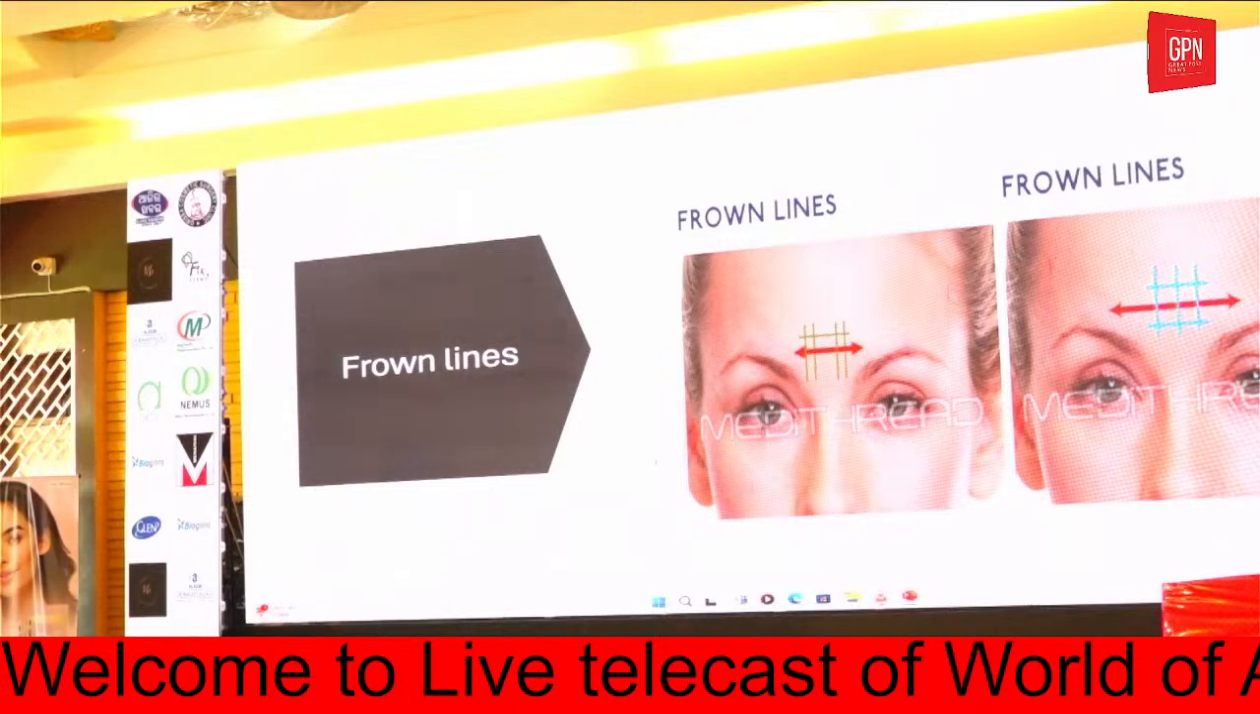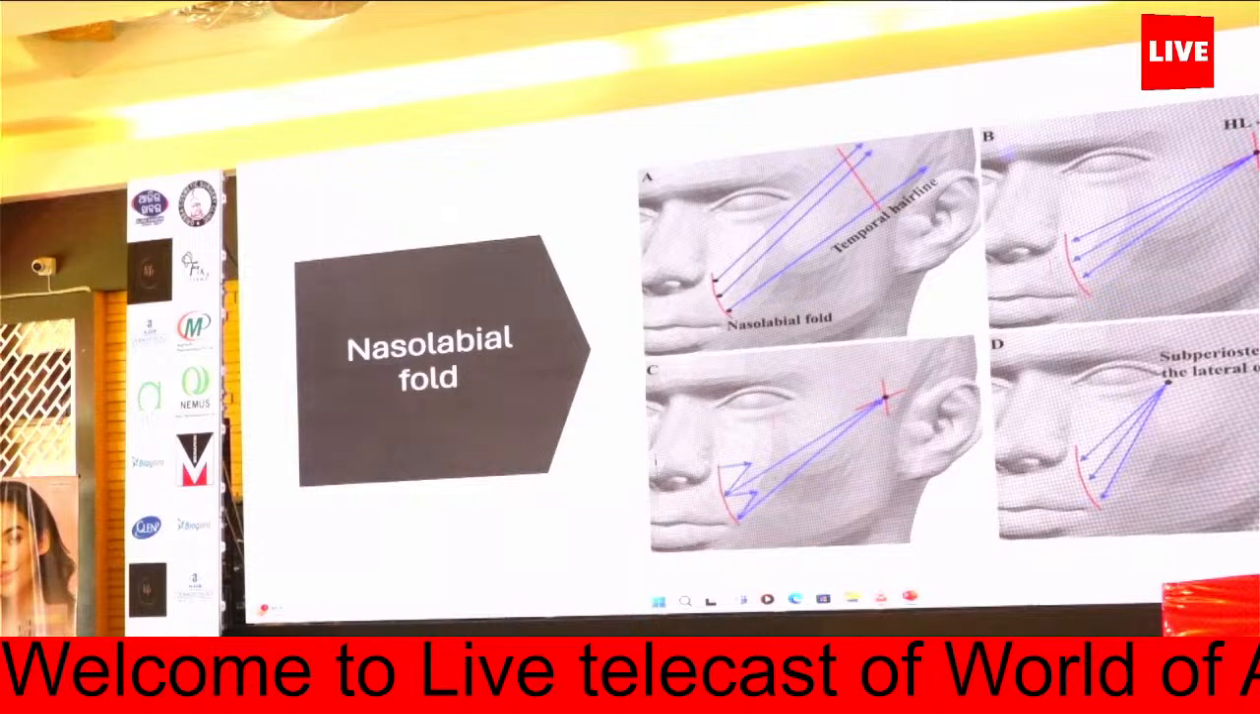Another option is the frown lines. We can also work on the frown lines. Now, why do the frown lines occur? They occur because of the effect of the corrugator supercilii muscles. And to negate the effect of the muscles, here we need a larger number of threads. So a mesh of threads is created, and that takes away the folds of the skin, and you get a youthful skin.